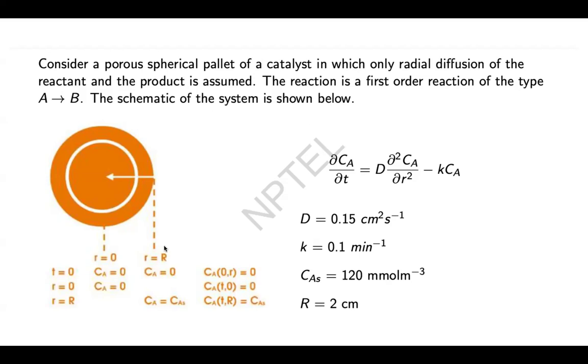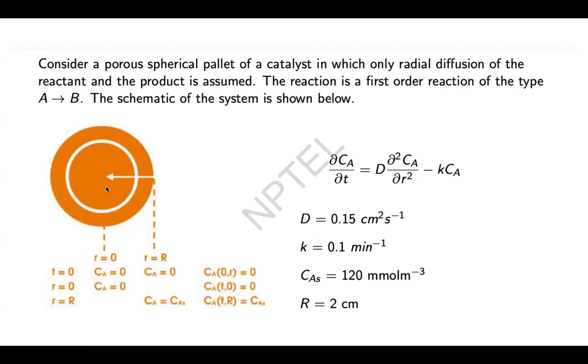Here you can see it's a spherical catalyst and it is porous, which means materials deposited on the surface of the catalyst have the capacity to diffuse into the catalyst. There is one more thing happening. There is an element A on the surface of the catalyst. A can diffuse into the catalyst, and also A can get converted to the product B because this pellet can act as a catalyst for this reaction. So there are two phenomena happening: diffusion and reaction, and the reaction is first order.